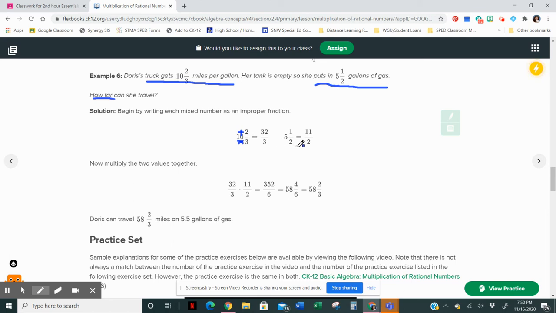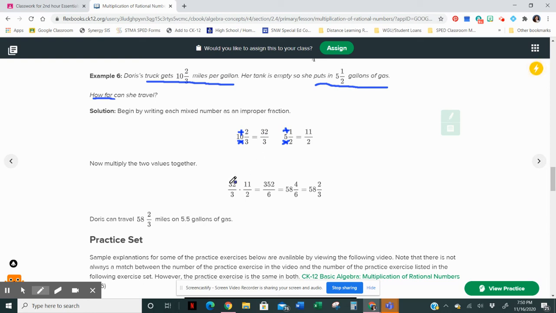So let's try that again here with our 5 1/2 gallons of gas. I'm going to take 2 and multiply it times 5. 2 times 5 is 10. Then I'm going to add my 1 on top, my numerator, and that gives me 11, so 11 halves. So now that I have both sets of numbers converted into improper fractions, I'm ready to multiply.